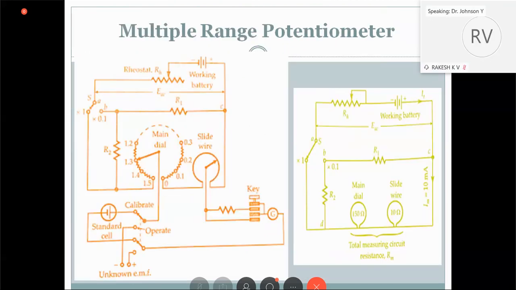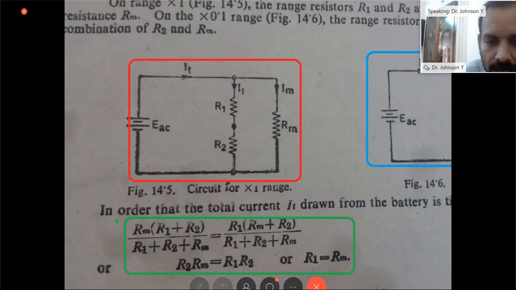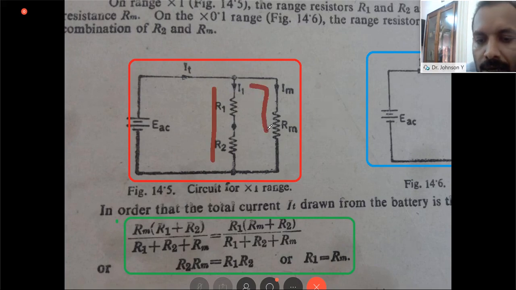Okay, we'll continue. This is actually an analysis of the earlier circuit. Here, I told earlier that there are two parts. One is through R1 and R2, and another circuit is through Rm. This Rm consists of the dial switch and the slide wire. R1, R2 are the two earlier resistances that we showed earlier.